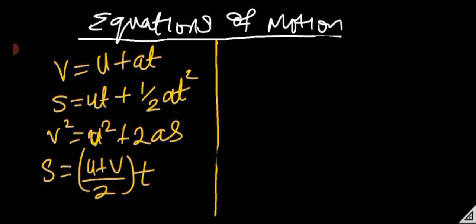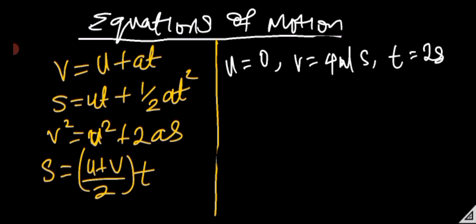All right. Now let's say a car moves from rest and attains a velocity of 4 meters per second in 2 seconds. So when you hear from rest, it means that initial velocity U is equal to 0. And attains a velocity of 4 meters per second, so V is equal to 4 meters per second, in 2 seconds, so T is equal to 2 seconds. Calculate the acceleration of the car.